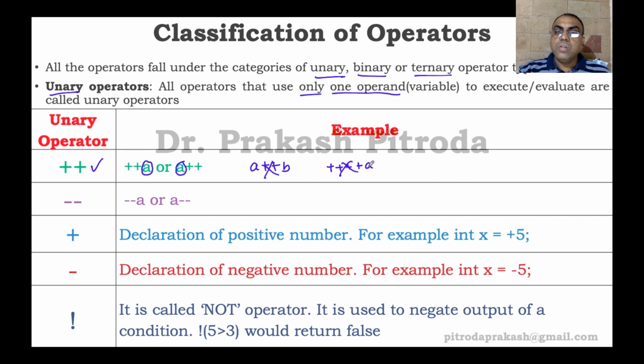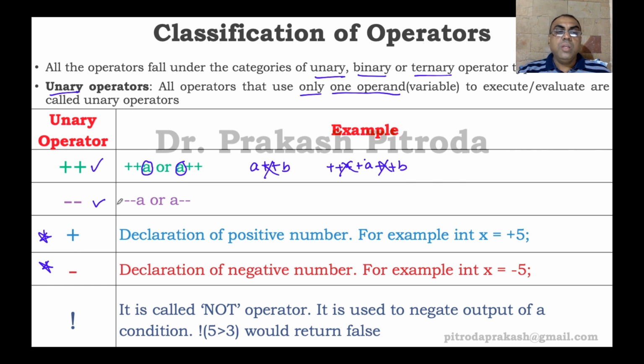They work only on a single operand. So they work only on a single variable. Minus minus will also work on a single variable. Now very important are the plus and the minus. Plus and the minus are two very important operators, and I can put them in an asterisk mark. These are the only two operators that fall into two categories: unary as well as binary.